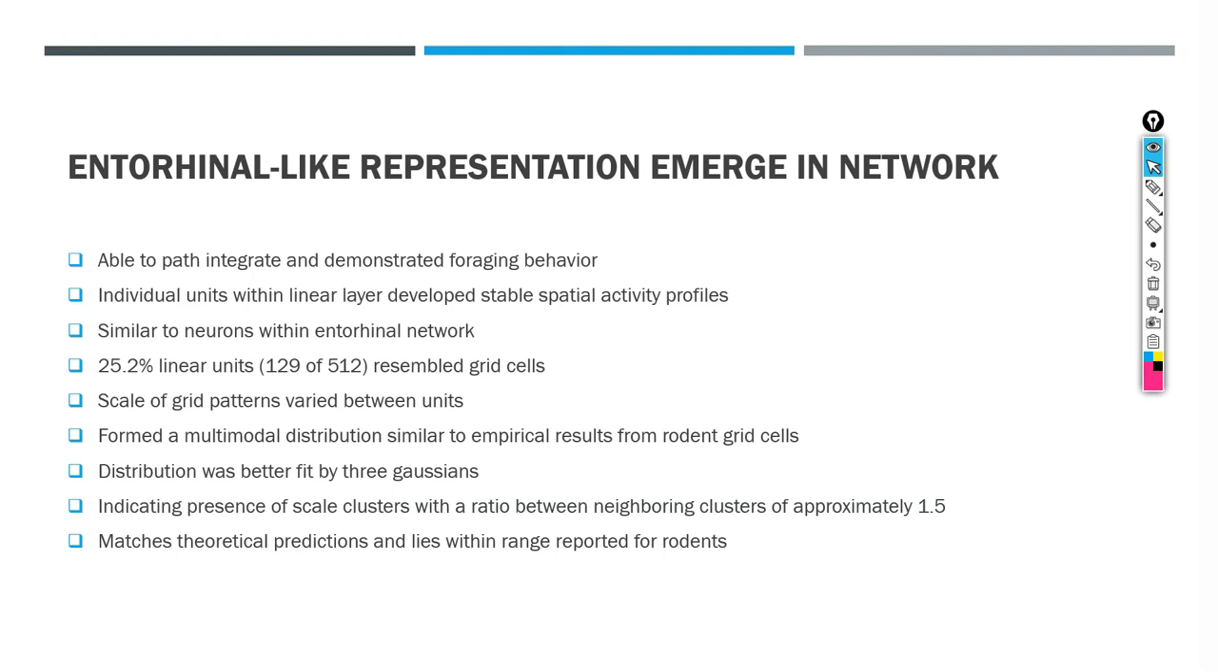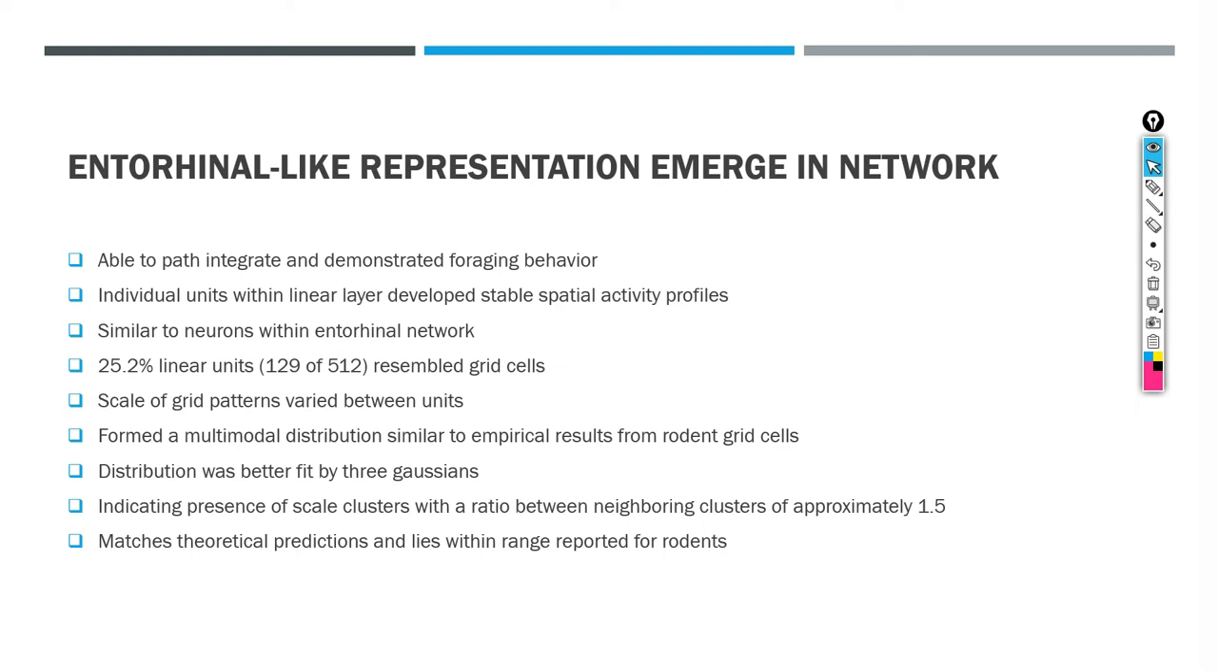So one of the other interesting observations from the author was that the scale of the grid patterns that are measured from the spatial autocorrelograms of the activity maps varied between the units. And it formed a multimodal distribution that is similar to the empirical results achieved from the rodent grid cells. So in order to assess these clusters, the authors fit mixtures of Gaussians and they tried to find out the most parsimonious number by minimizing the Bayesian information criteria.